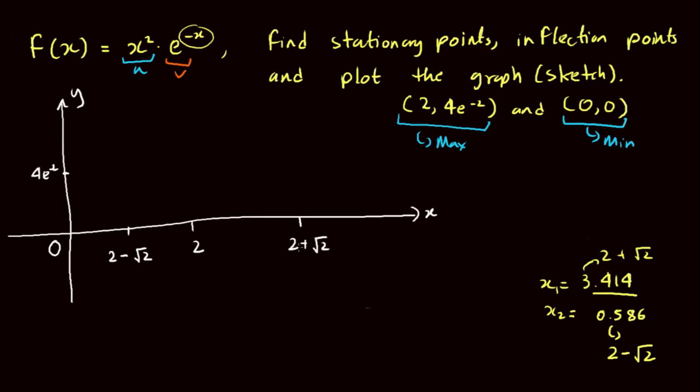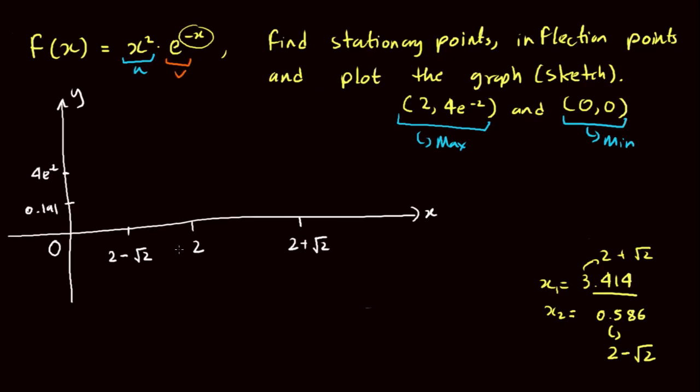So let me see first. 2 minus root 2, what would be the y-axis? E to the power of, sorry, so it's going to be less than that actually. It's somewhere here, 0.191. And how about 2 plus root 2?